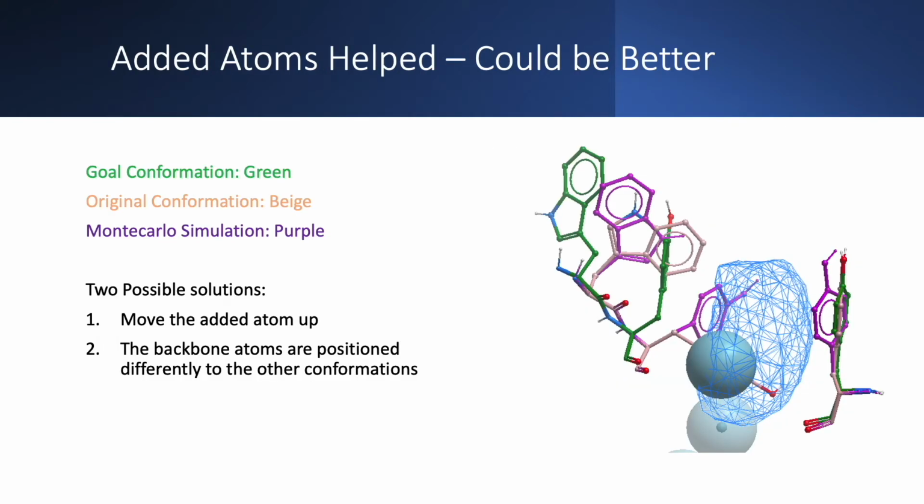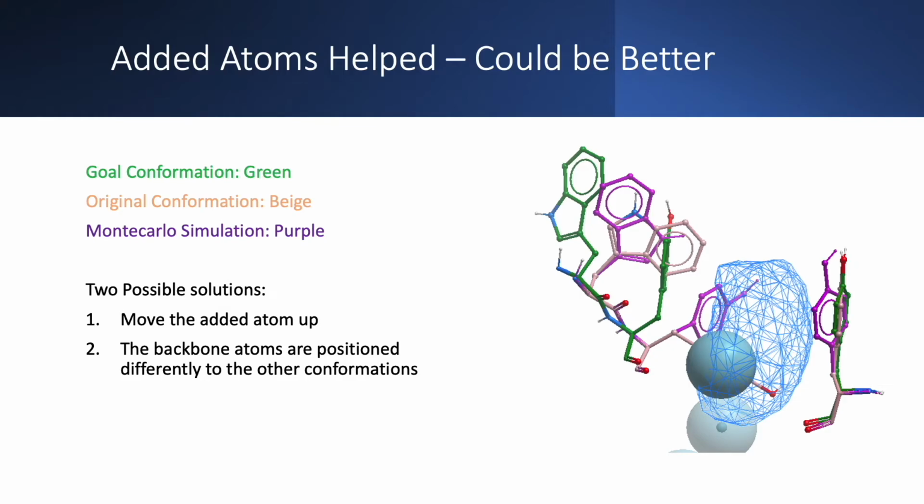After adding these atoms and running a Monte Carlo simulation again, it was clear that adding the three atoms helped significantly. The WDR5 protein worked relatively well, but the EED structure could still be improved on. In green is the experimentally proven EED conformation that I am trying to replicate. In beige is the original EED conformation, and in purple is the new conformation from the most recent Monte Carlo simulation.